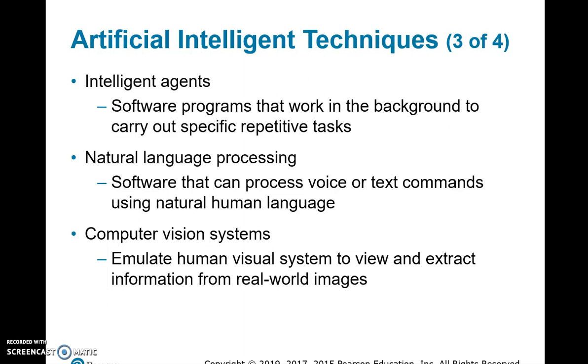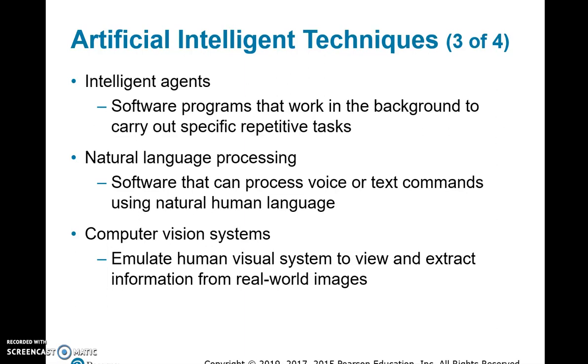Natural language processing can process various voices and text commands using the human language. For instance, you are chatting with any one of the Google or Amazon devices, like Alexa and things like that, where it can find out what you want from your voice. It can detect your voice, it can analyze your voice, and then it can give you the answer or the information. That is natural language processing.